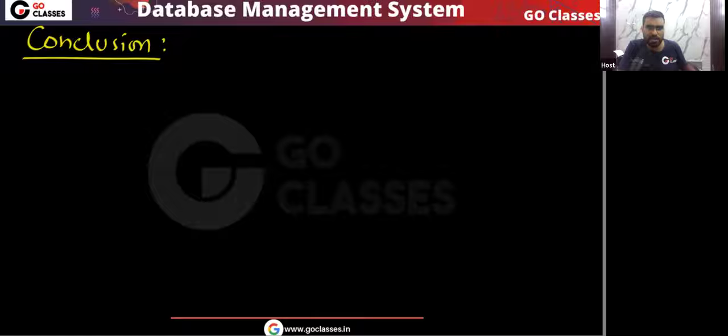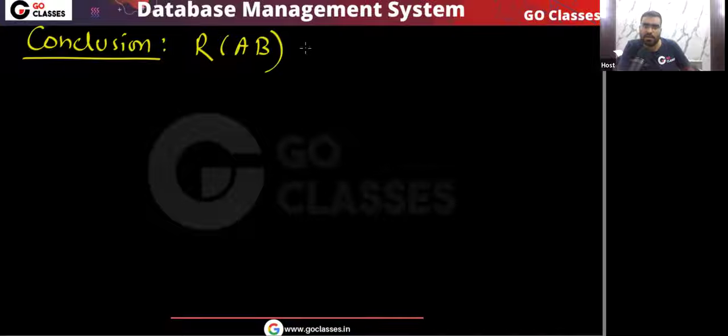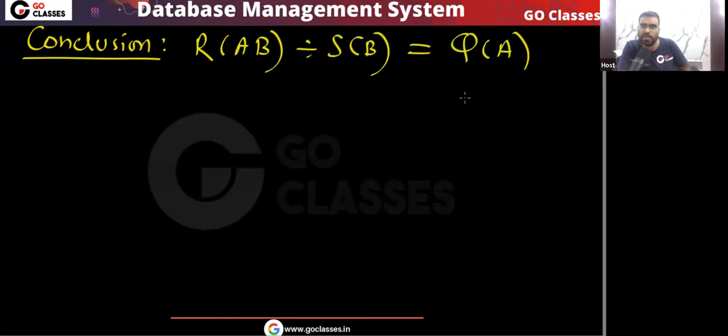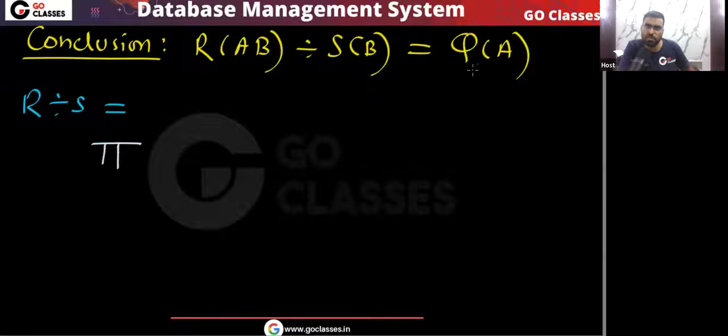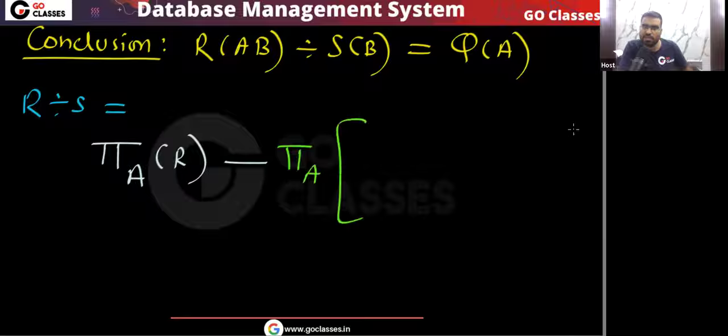So the conclusion is like this. If you have R(A, B) divided by S(B), you know the result will be A. So tell me how to write this R divided by S in terms of basic operations. You find all the A values, because the result will be A values, minus disqualified A values, the A values which are disqualified.